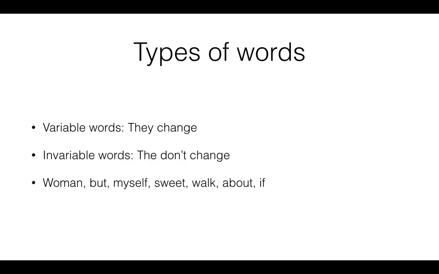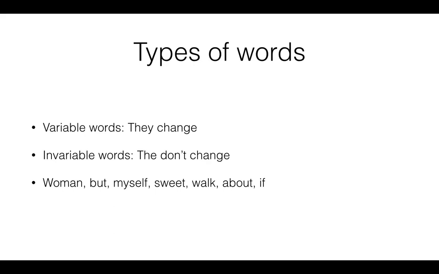Now, for example, you have a number of words in here: woman, but, myself, sweet, walk, about, if. Woman, do you think it is variable or invariable? Variable, because you can have singular and then plural. But, invariable. Myself, invariable. Never do you have "myselfs". If you want something plural, you have another word, ourselves. That's a different word. Then we have walk. Variable: walked, walking. About, invariable, etc.